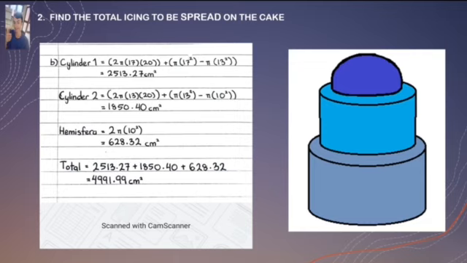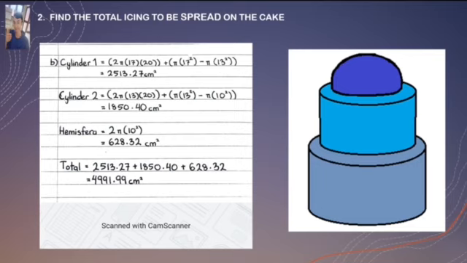So we can substitute into the formula, which is open the bracket 2 times pi times 17 times 20, close the bracket, plus open the bracket pi times 17 squared minus pi times 13 squared, close the bracket, equal to 2513.27 centimeter squared.